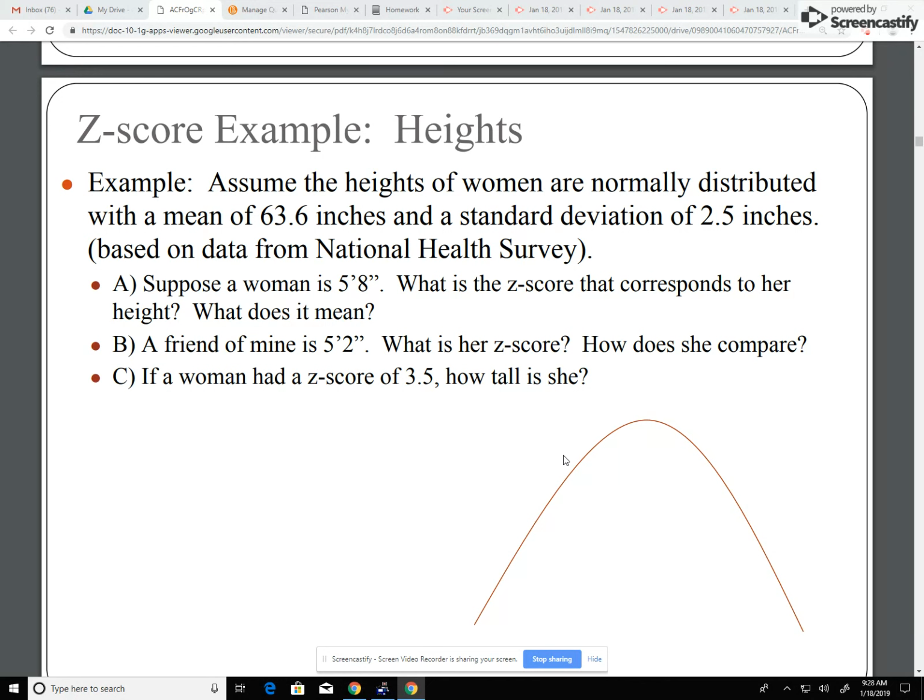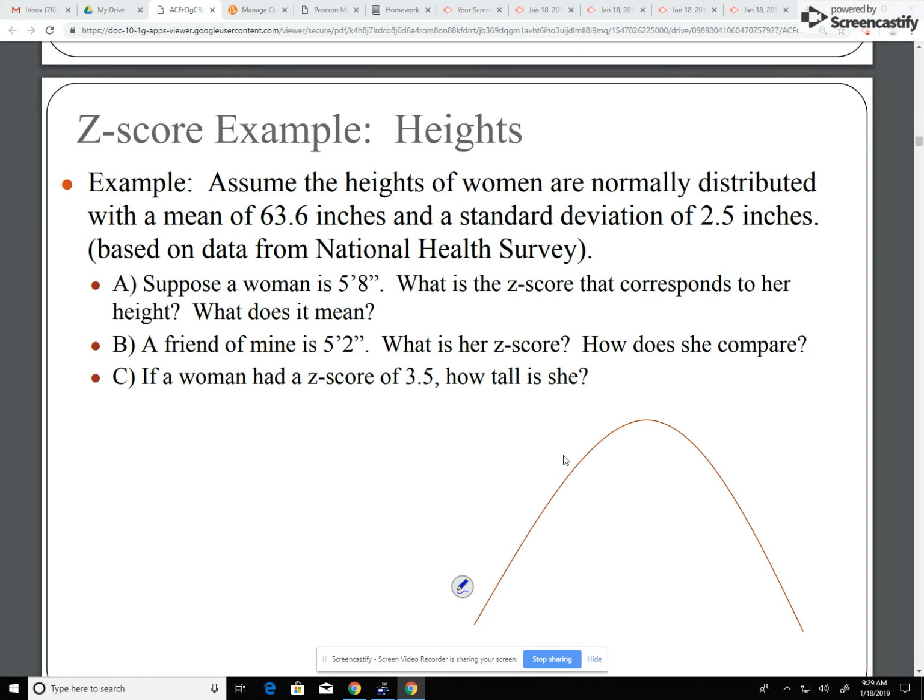Part A says, suppose a woman is 5'8". What's the z-score that corresponds to her height? What does it mean? Part B, a friend of mine is 5'2". What's her z-score and how does she compare? And Part C, if a woman has a z-score of 3.5, how tall is she? Okay, so let's get rolling. Let's look at Part A.